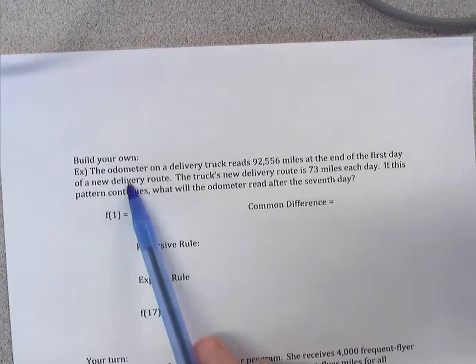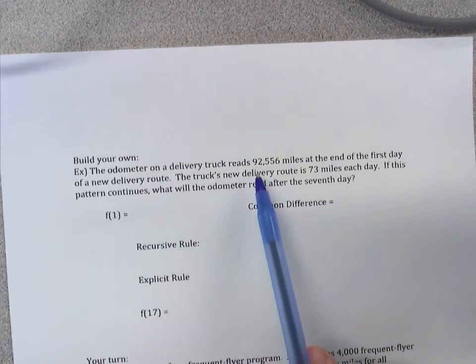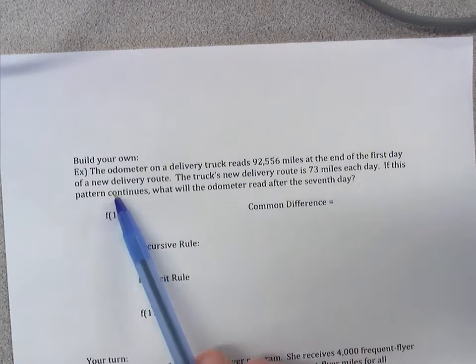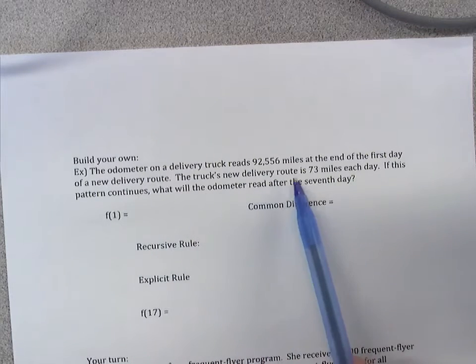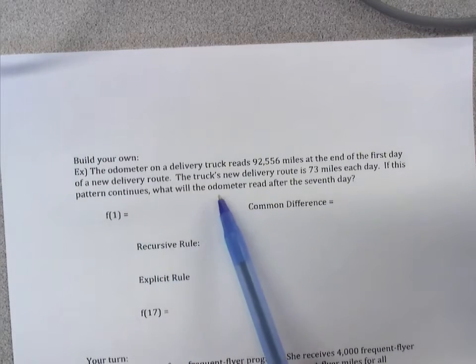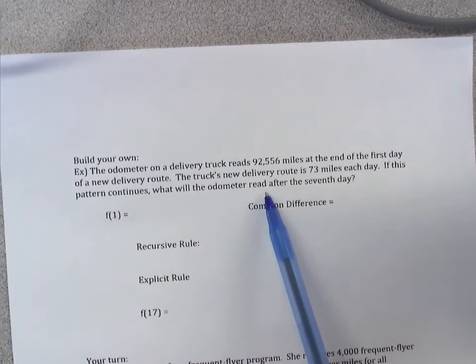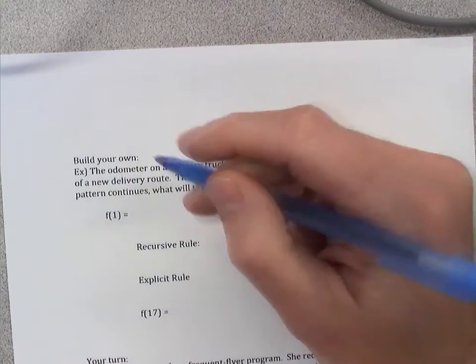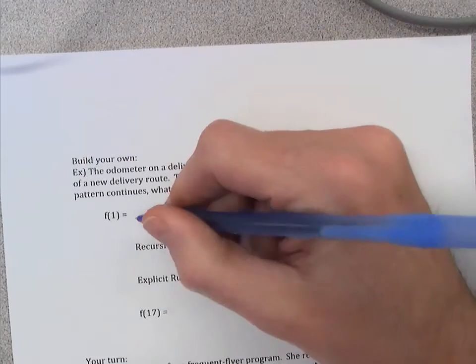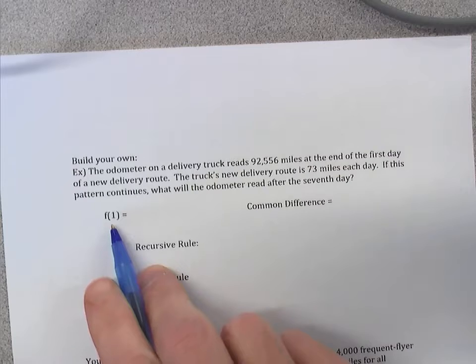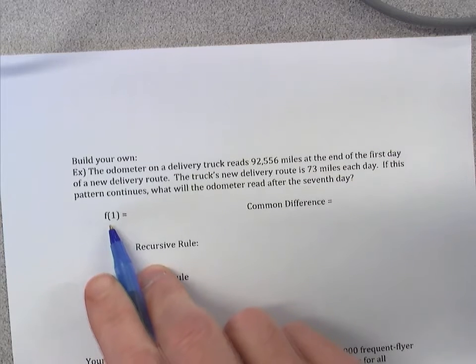So the example is the odometer on a delivery truck reads 92,556 miles at the end of the first day of a new delivery route. The truck's new delivery route is 73 miles each day. If this pattern continues, what will be the odometer reading after the 7th day? So we want to talk about a few pieces of information. First of all, what's f of 1? In other words, on day 1, what's the odometer reading?